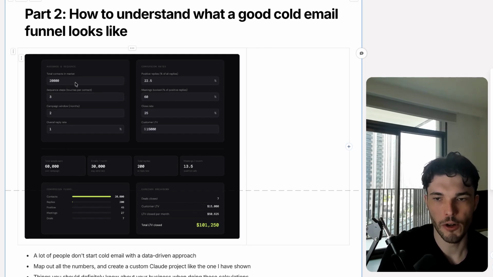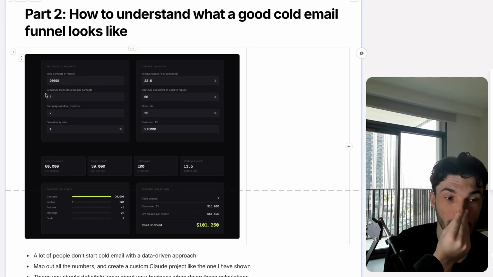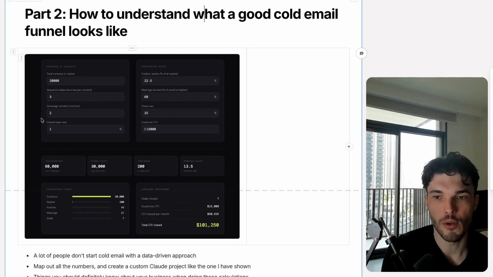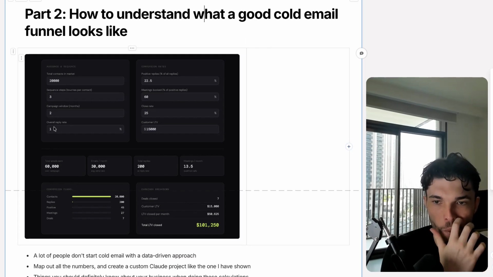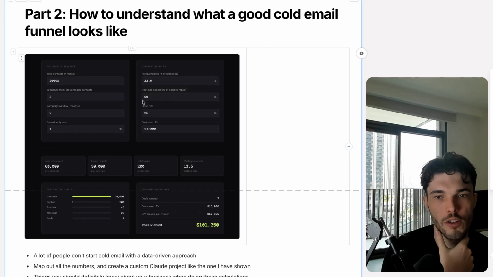So for example, in this case you can see 20,000 contacts. We do a 3-step sequence. So basically we send 3 emails to every contact, and we do that over a 2-month window. We're assuming a 1% reply rate, a 22.5% positive reply rate, a 60% conversion from positive reply to meeting, a 25% closing rate, and a $15,000 average customer LTV.